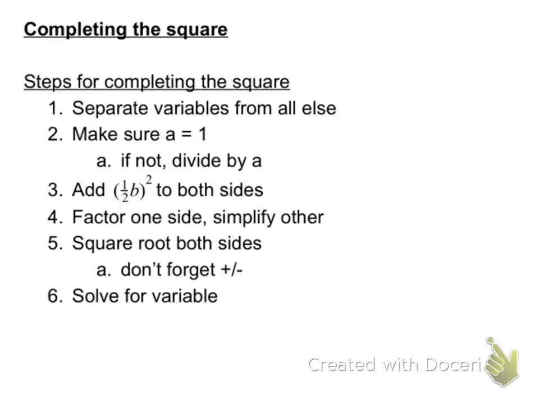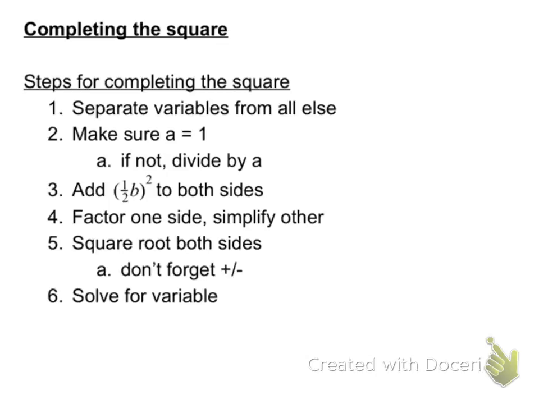Step number 3, complete the square. Take a half of b and square it, but add it to both sides. Step number 4, factor the one side, aka create the perfect square binomial. On the other side, you will actually square the number and add it to the other stuff.